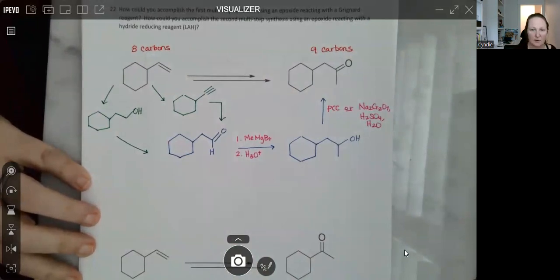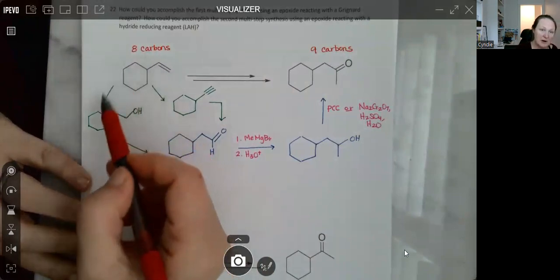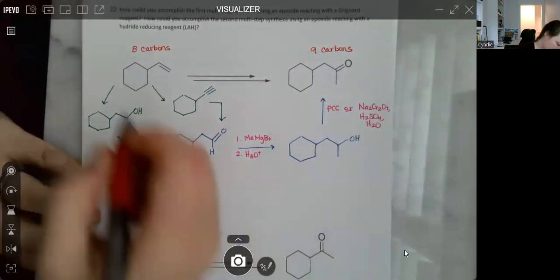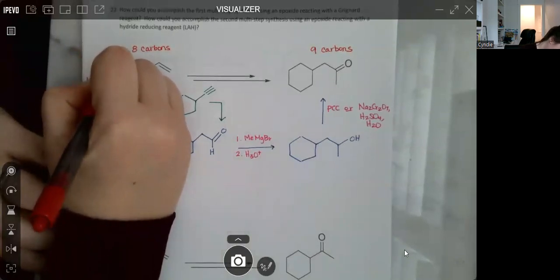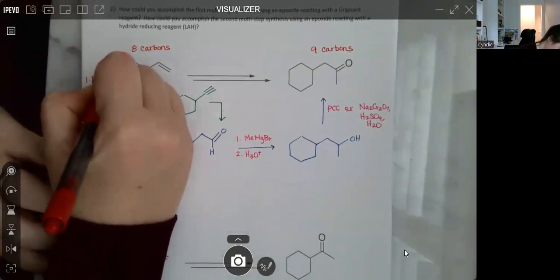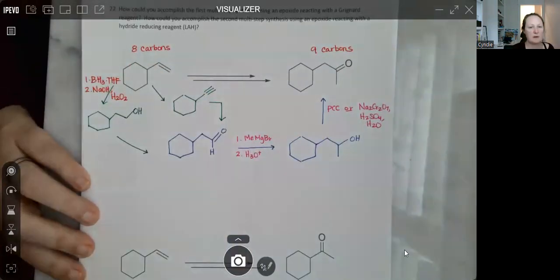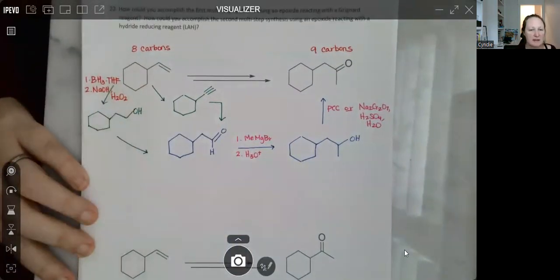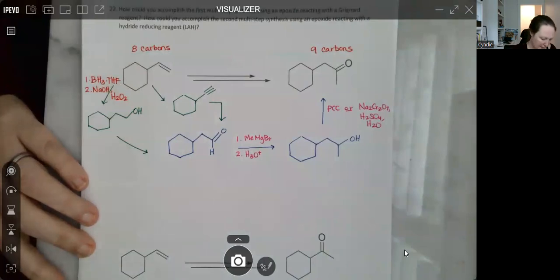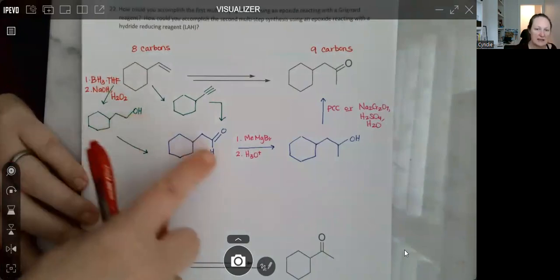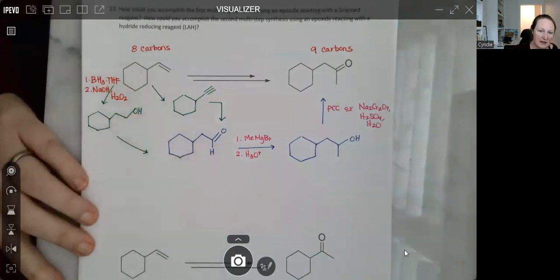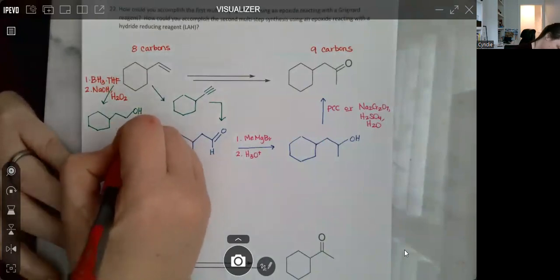Okay, so those conditions would be, this is an anti-Markovnikov hydration. So we want to think about using hydroboration oxidation. You have to know these reactions, right? Even the review reactions are so important for synthesis. And then from a primary alcohol, we can oxidize that to an aldehyde using PCC.